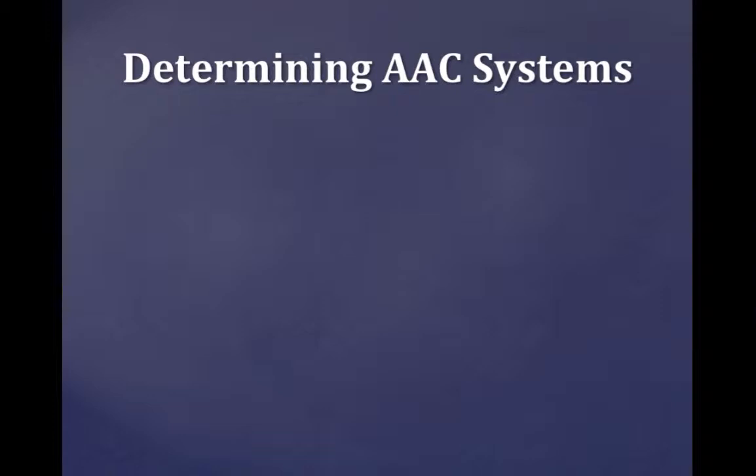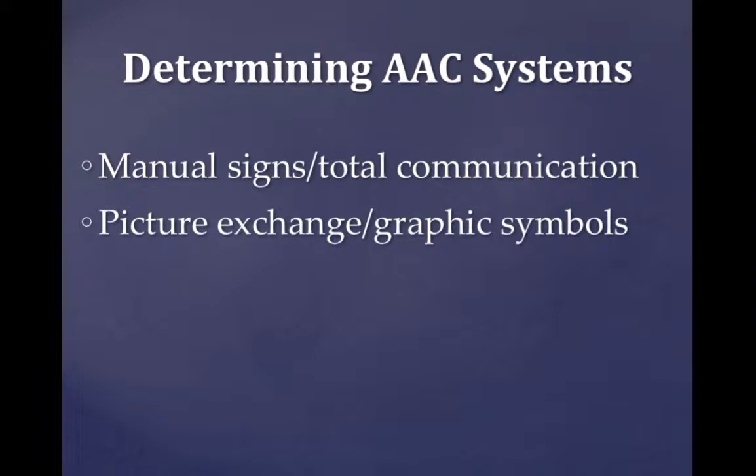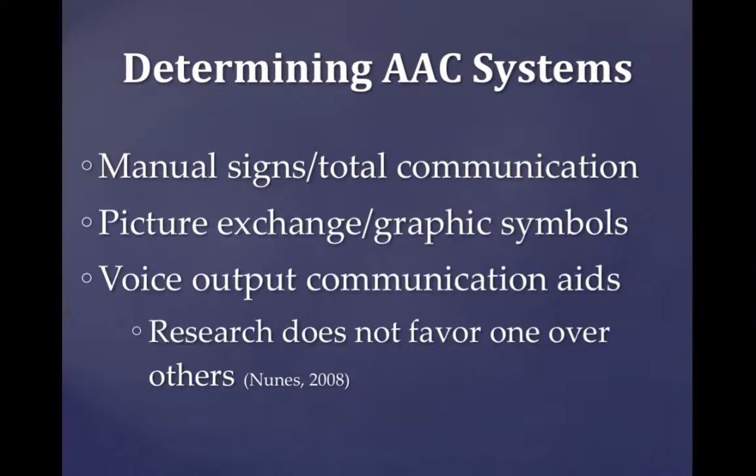Determining which AAC system or combination of systems is most functional for a child with an autism spectrum disorder can be a challenging task. Although several types of AAC, such as manual signs or overall communication, picture exchange or graphic symbols, and voice output communication aids have been shown to be effective, the professional literature does not identify one system as superior to others.